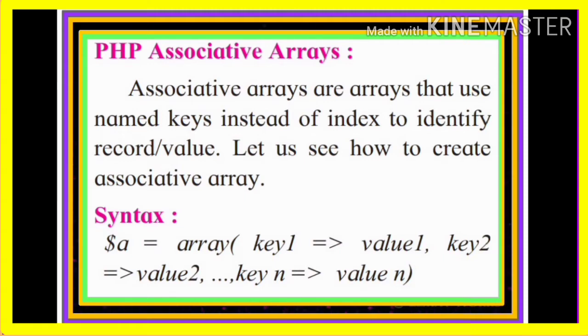Write the array name. So write $A equal to, use the array keyword, open parenthesis, write key 1, write equal to greater than sign, write value 1, comma, key 2 equal to greater than sign, value 2, comma, dot dot dot. Key n equal to greater than sign, value n, close parenthesis.